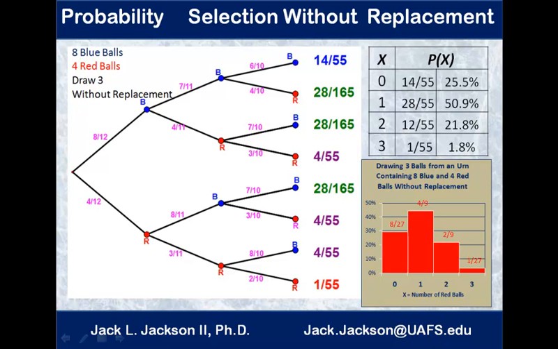That's 21.8%. And then finally we have the green ones, which are the ones with just one red, and that's 8/12 times 7/11 times 4/10. Again, we have 12 times 11 times 10 for the denominator, and the green ones all have the numerator of 8 times 7 times 4. And so they are each 28 over 165. We multiply that by 3, and we get 28 over 55.